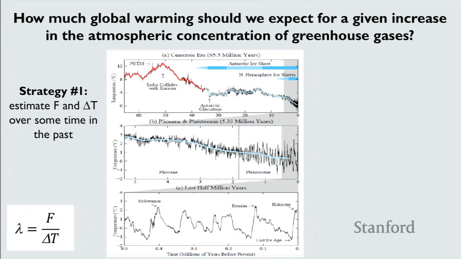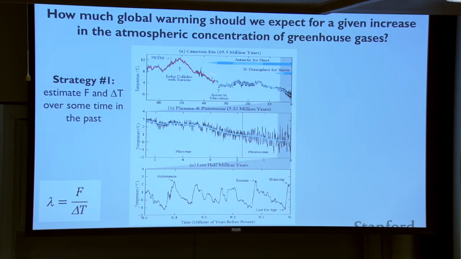So these are estimates of temperature change using what are called proxies in the geologic record that vary with temperature, and so you can try to calculate temperature from variations in, say, delta O18 in water, in water column drill holes, et cetera. And so you have these changes in temperature. This is over 65 million years, over the past 5.3 million years, over the past 500,000 years. So these are the so-called Milankovitch cycles or ice age cycles.